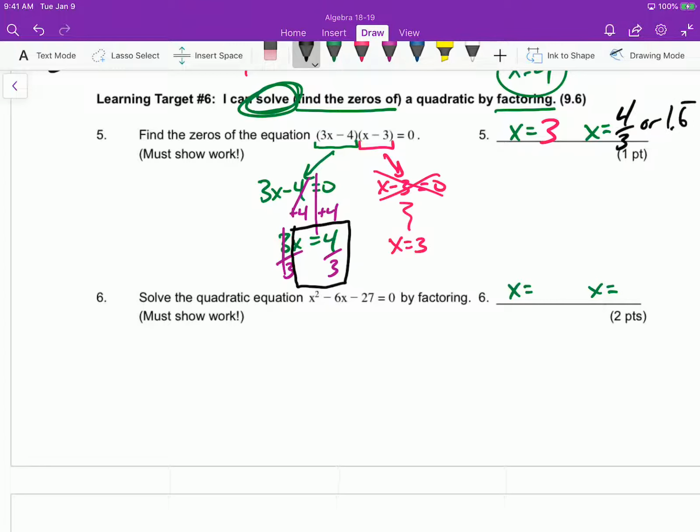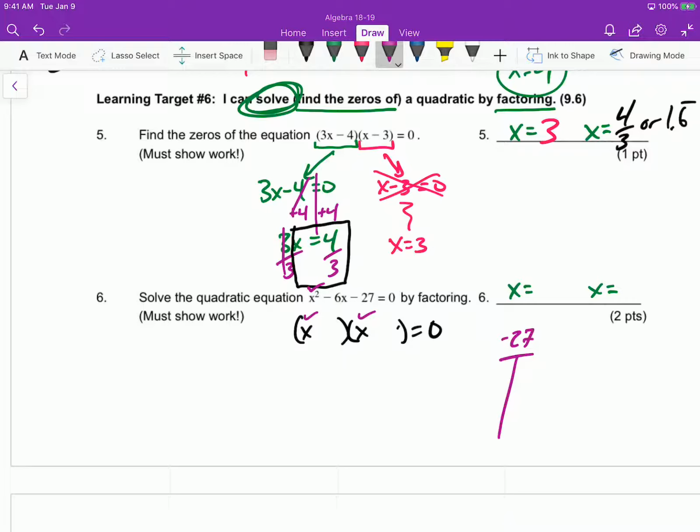And there is my answer, x equals 4 over 3, or 1.3 repeating. All right, what's more difficult about number 2 is that this one is not in factored form. It has not been factored for me. So this one, I've got to think about what multiplies to be negative 27 and combines to give me a negative 6. So check mark on the x squared. Check, check. I know those are good.